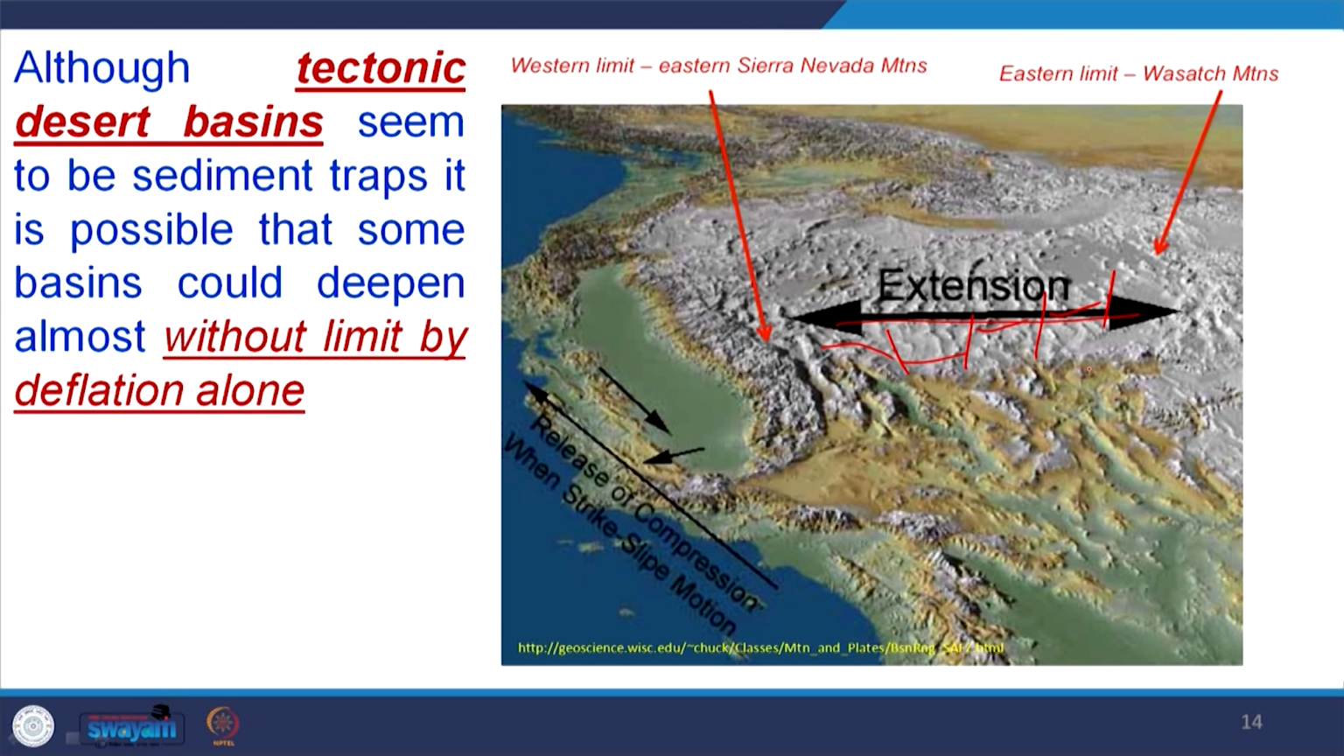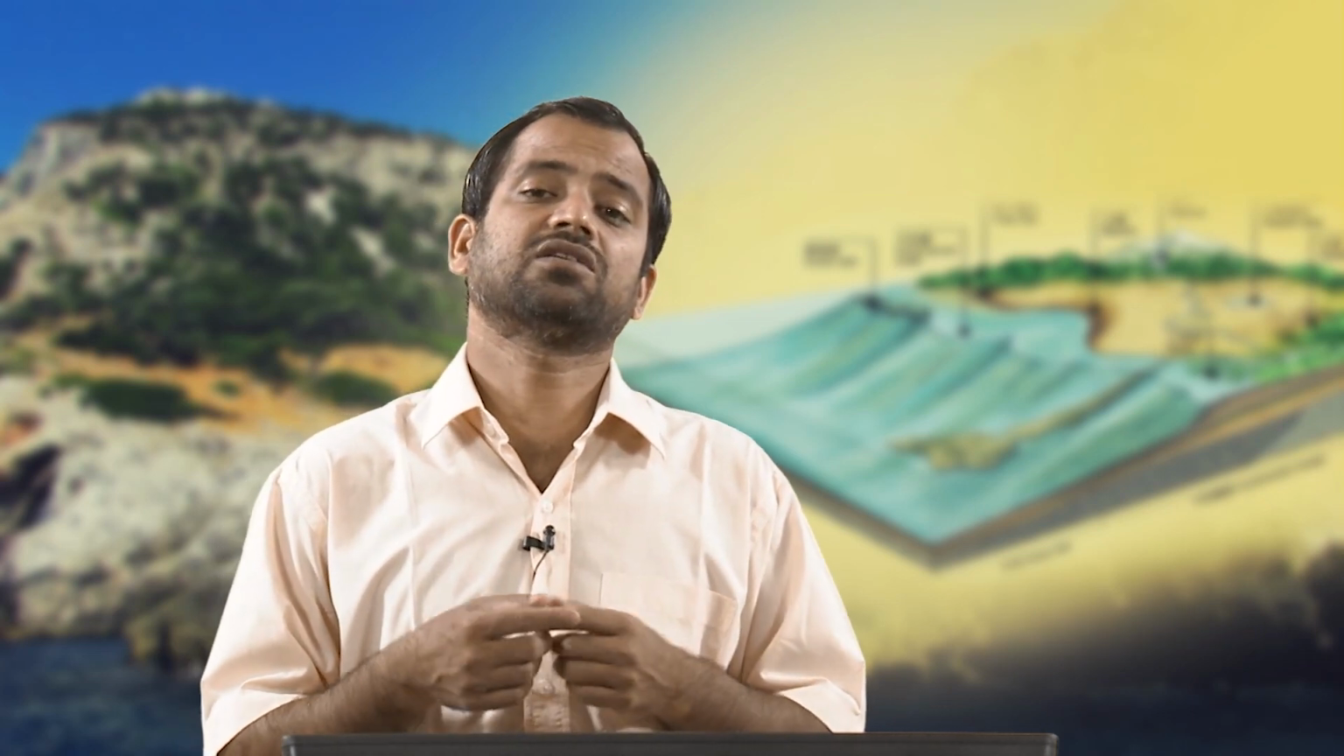But here if you see the tectonic desert basins like this type of basin and range province, these are the sediment troughs, because due to tectonic action, due to this breakage of the rock, whatever sediment is produced, it is deposited within these grabens. It is possible that some basins could deepen almost without limit by deflation alone. So, deflation may or may not work there, it is not dependent on deflation, because tectonics is active here, extension is going on here, new and new faults are added here.